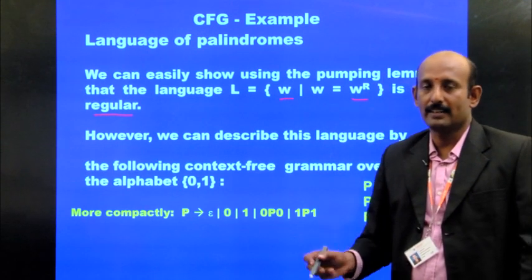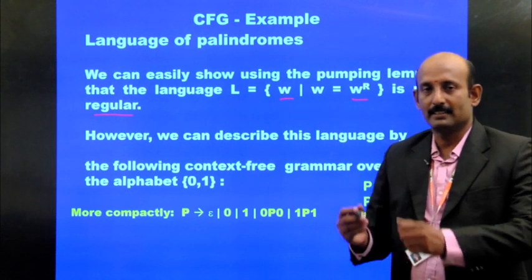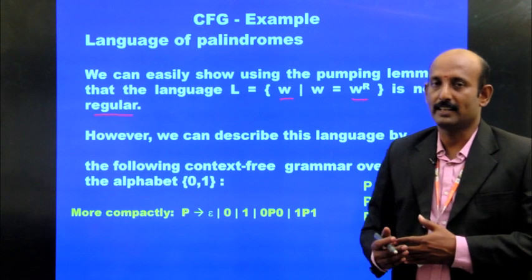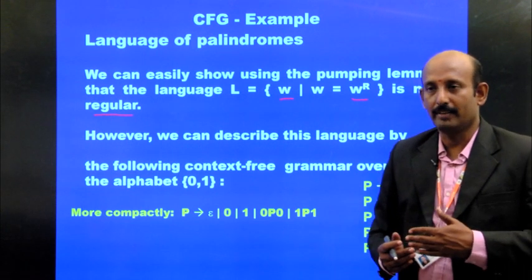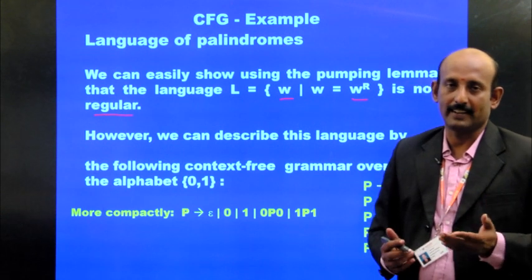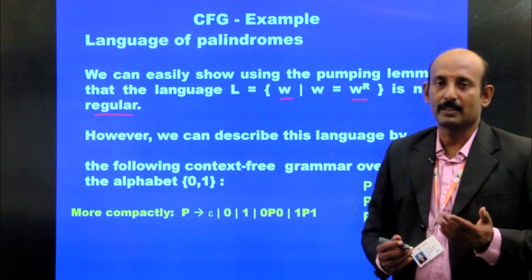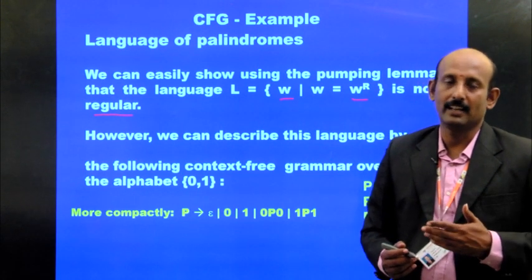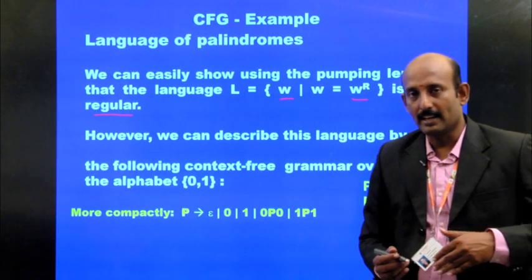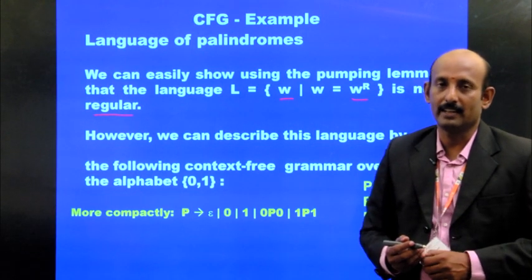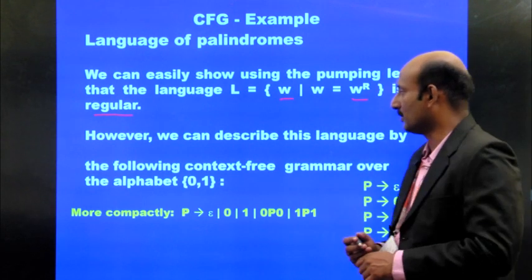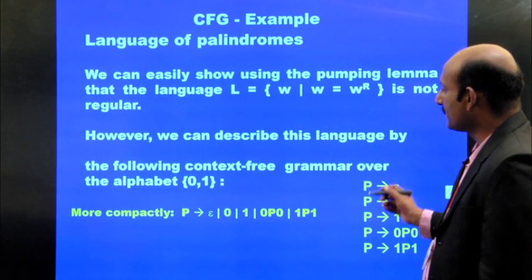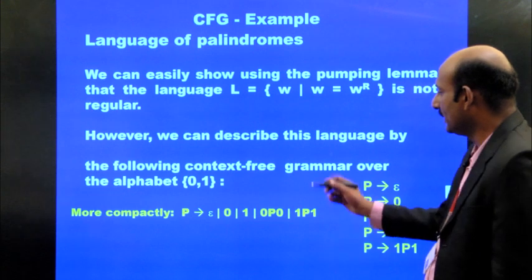That means the palindrome language is not recognized by finite automata, neither deterministic nor nondeterministic. Both DFA and NFA do not recognize that language, because it is a context-free language. If it were a regular language, both NFA and DFA would recognize it. However, we can describe this language by the following context-free grammar over the alphabet.